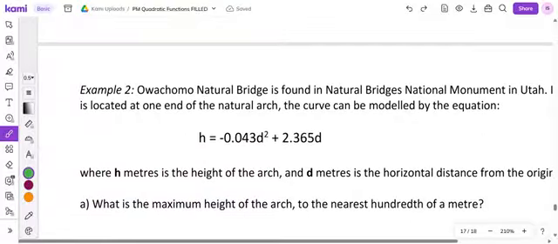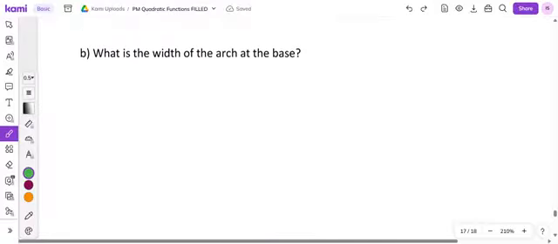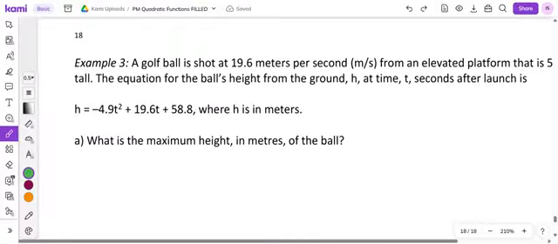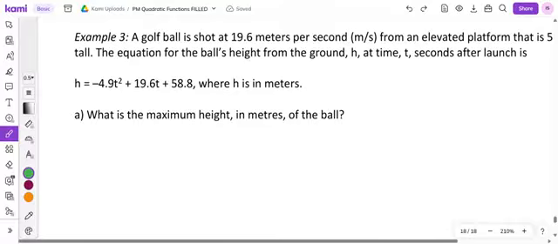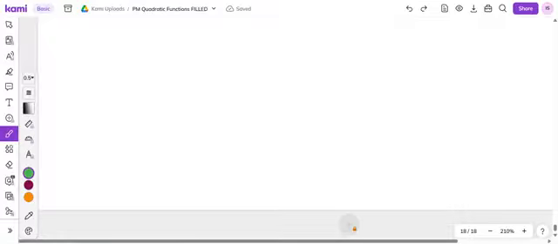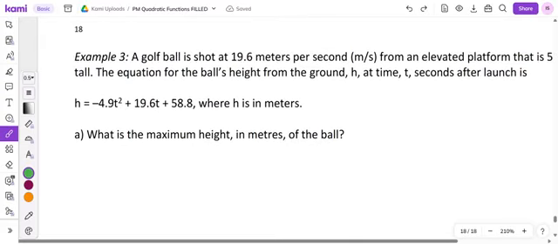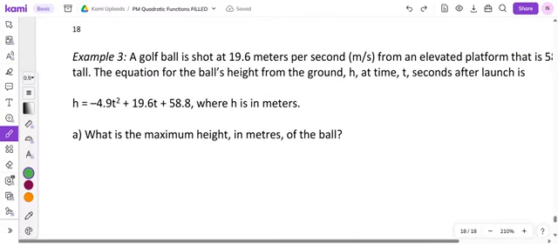All right, let's, I don't think I want to do this one. Yeah, I want to do this one. So we're doing example 3. All right, once again, we're using our highlighters. Read every question.